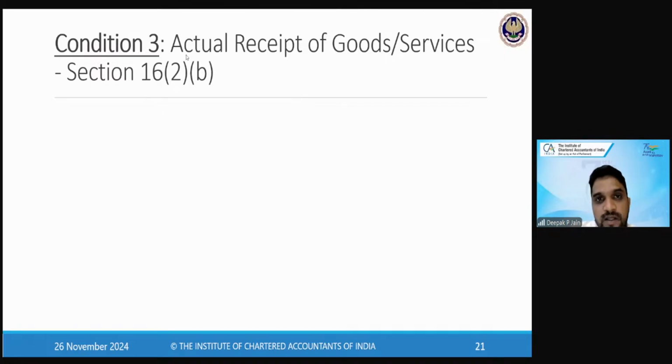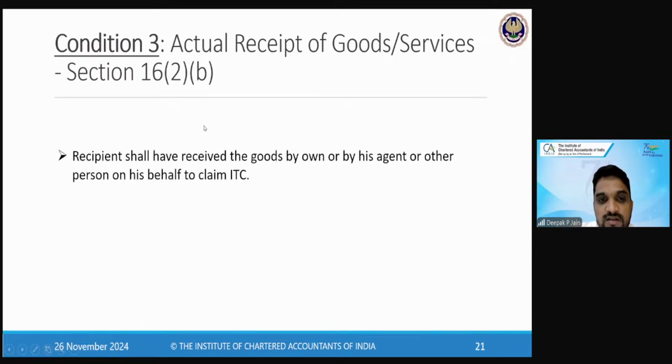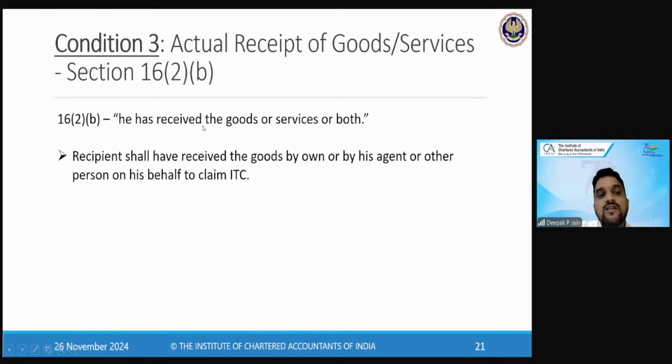16(2)(aa), then 16(2)(b). 16(2)(b) says that you should have actually received the goods or services. The recipient, 16(2)(b), the text of the law says that he has received the goods or services or both. So if you are recipient of goods, you should have received the goods. If you're recipient of services, you should have received it, or both. So you should have actually received the goods or services or both.